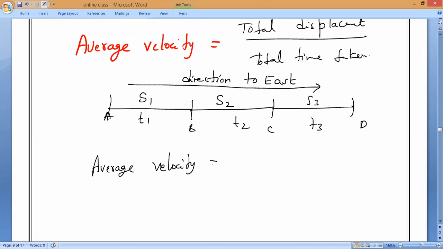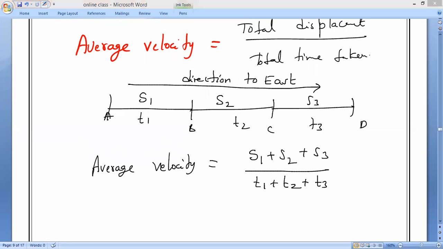Average velocity, what is the formula we'll get? Total displacement, S1 plus S2 plus S3, divided by T1 plus T2 plus T3. So this is average velocity. So average velocity means what, guys? We can say the formula: it is the ratio of total displacement to the total time taken.